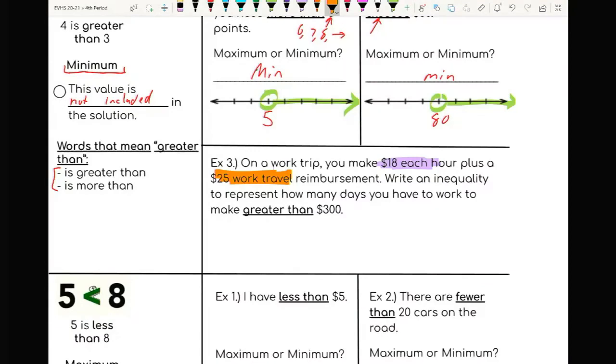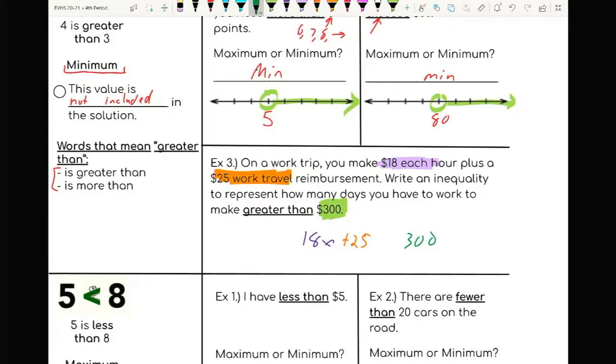Write an inequality to show how many days you have to work to make greater than 300. 300, is that a total, a rate, or a starting value? That's a total. So now when I have a rate, a starting value, and a total, that is a slope intercept. So I'm going to do 18x plus 25, and then I've got my 300.